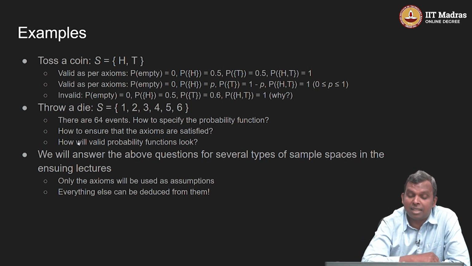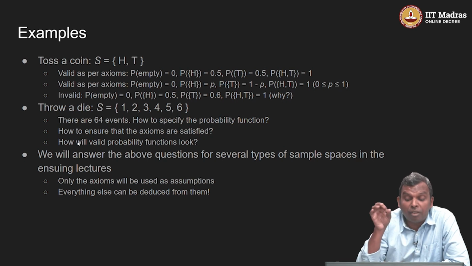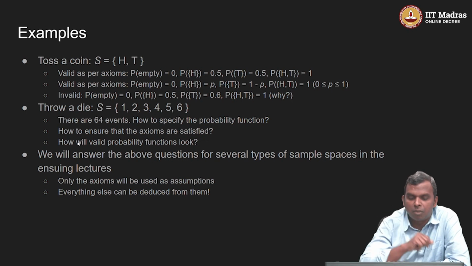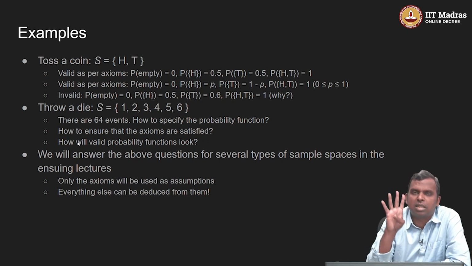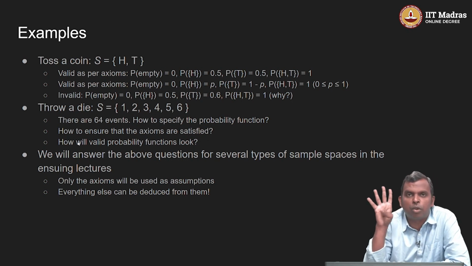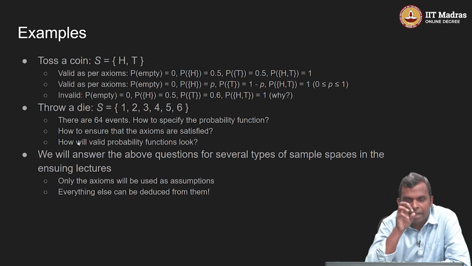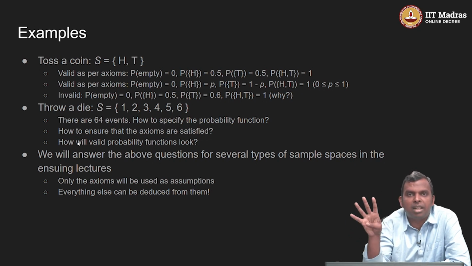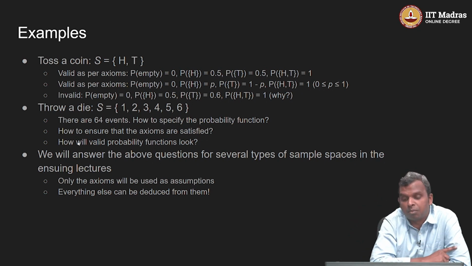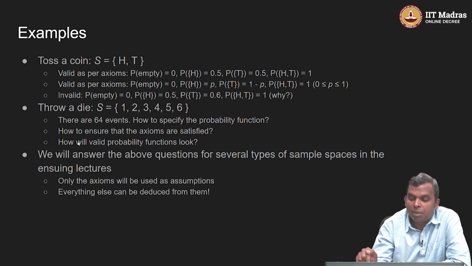The first function assigns a value of 0 to the empty set, assigns a value of 0.5 to heads, okay, which is the subset just H. Remember, for H comma T, there are only 4 subsets, right? There are only 4 events. What are the 4 events? Empty set, the entire set H comma T, H alone, T alone. So you have to just assign 4 probability values and they have to be consistent with the axioms. Okay. So to the empty set you can assign 0. To the entire sample space you can assign 1.